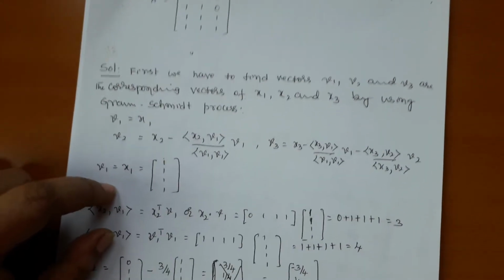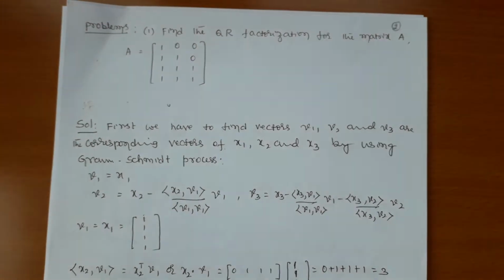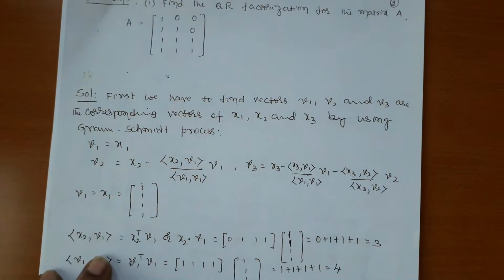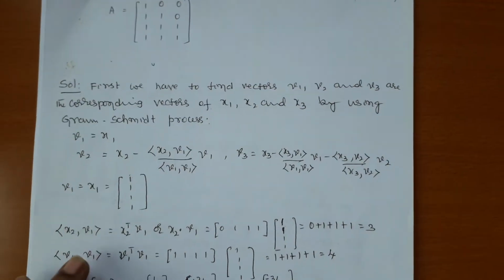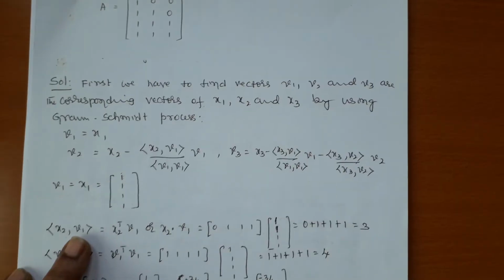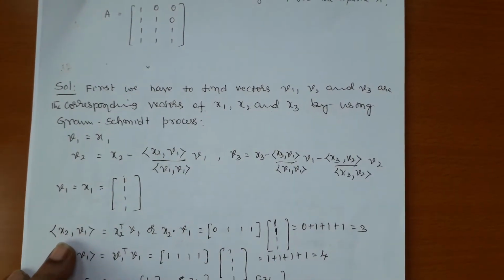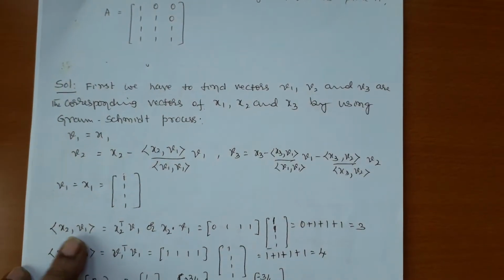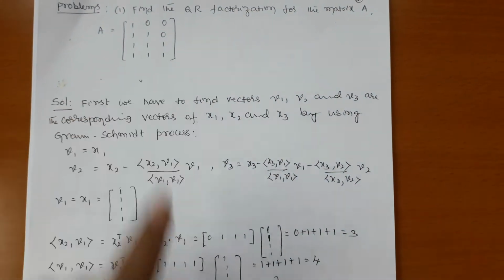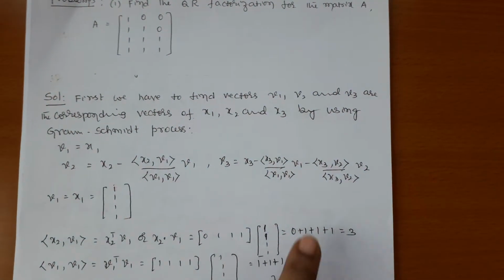V1 is nothing but X1. You already know what X1 is in the given problem: 1, 1, 1, 1. Next I have to find out V2. While finding V2, I have to find which value first: the inner product of X2 and V1. Since it is a column vector, this can be written as X2 transpose into V1. What is X2? They gave 0, 1, 1, 1. That's a row into a column. Multiply that, we get 3.